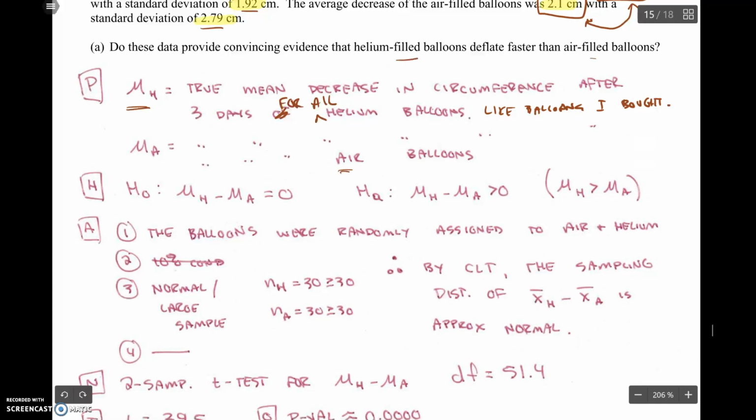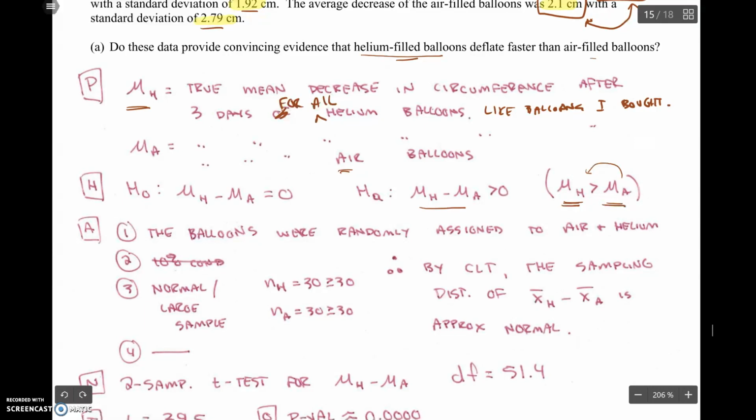Ditto for air-filled balloons. The null hypothesis is that mu h minus mu a is equal to 0, against the alternate: do the helium balloons deflate faster? If they deflate faster, their circumference is going to have a bigger decrease. So is the mean decrease for helium greater than the mean decrease for air? I said H minus A, so if I move the A over to this side, that is a difference greater than 0.